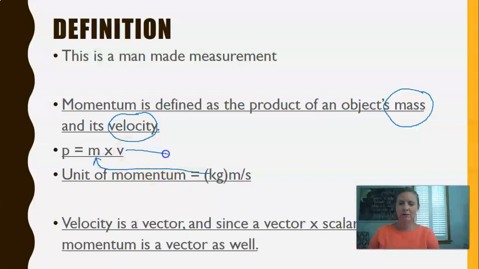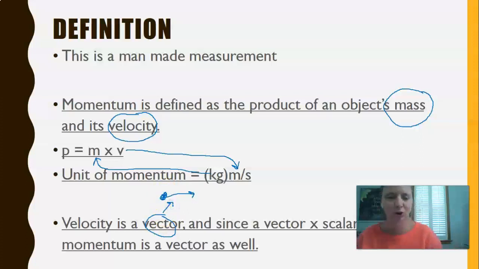And then our velocity is meters per second with a direction. That's very important. That's what this is going to say down here. Velocity is a vector. And since a vector times a scalar is a vector, momentum is a vector as well. So meaning, once again, the dot is our object, and then our arrow is going to represent which way it's going, which is, once again, a representation of a vector.